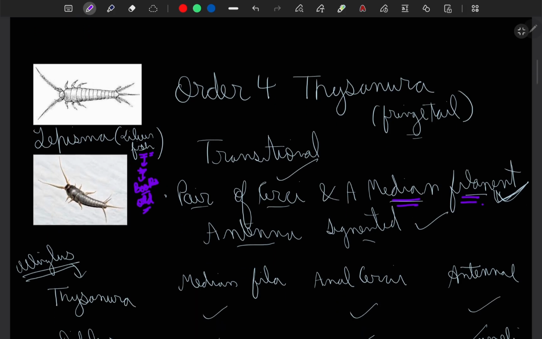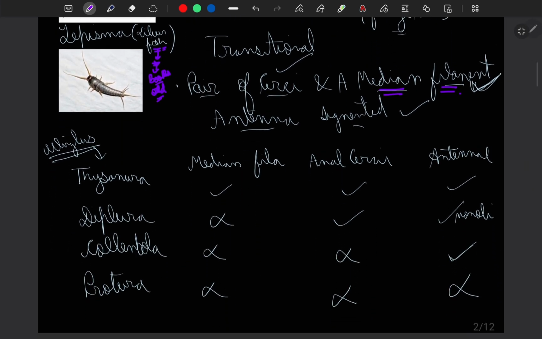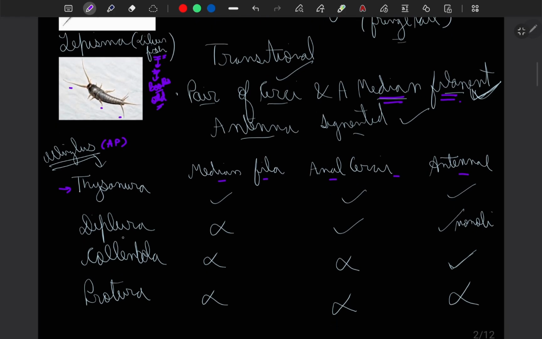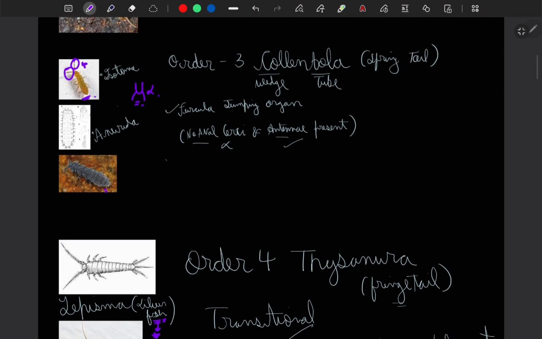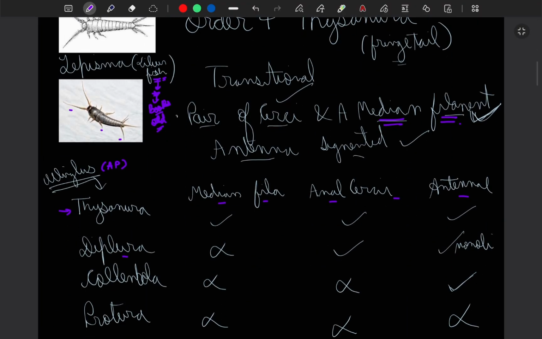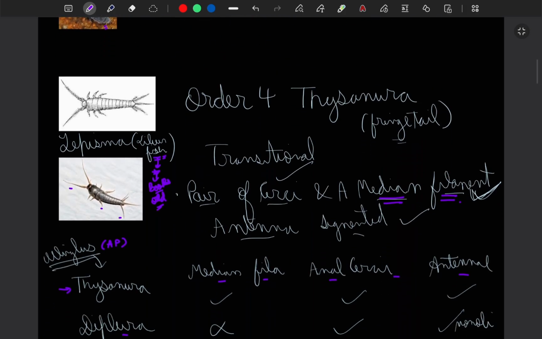Now to remember all four of them, I have made a table where you can easily see the main features of them. All of them are wingless. That means they are Apterygota. Thysanura has a median filament, anal cerci and antennae. As we have seen, a median filament, anal cerci and antennae. Diplura does not have a median filament, you can see it, and it has anal cerci and antennae, moniliform antennae, as we had discussed earlier.